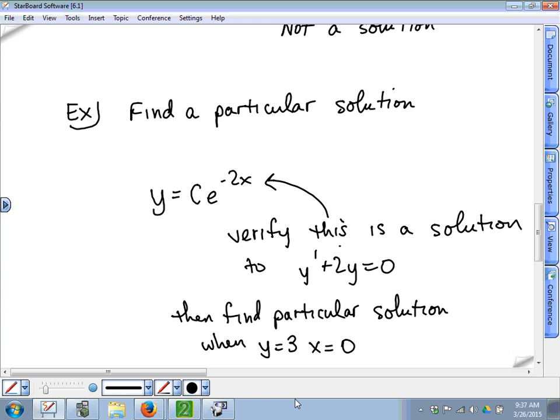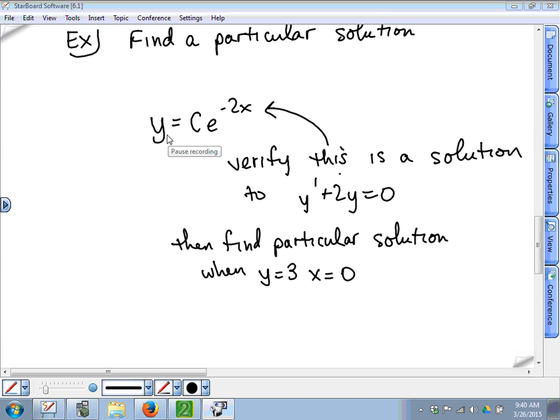So after you've verified, find the particular solution. When you see that phrase, find the particular solution, that means find the value of c. Right now c is any constant, and you can still use c as a constant when you're verifying it. Once you've verified it, find the particular solution by plugging in the y and the x value. That's to find c.